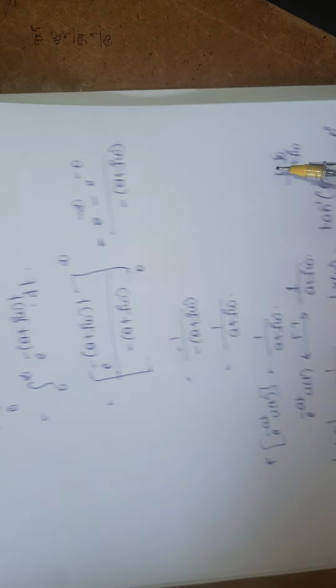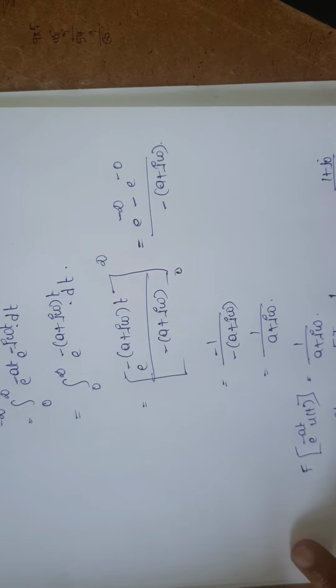Okay, so if I want to draw the magnitude spectrum and phase spectrum: this is the given function e power minus at into u of t, and its magnitude spectrum will be like this. One by a, the magnitude of X of omega.